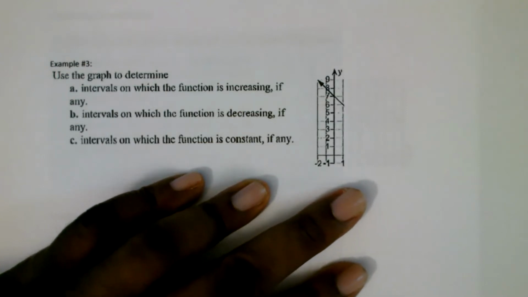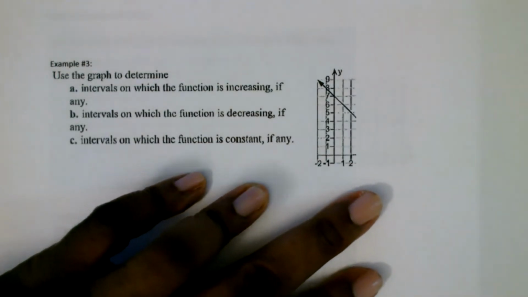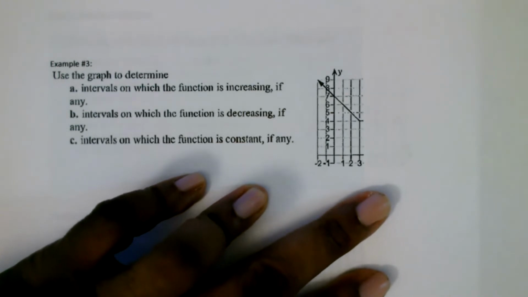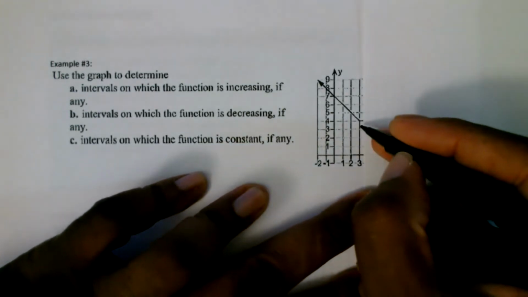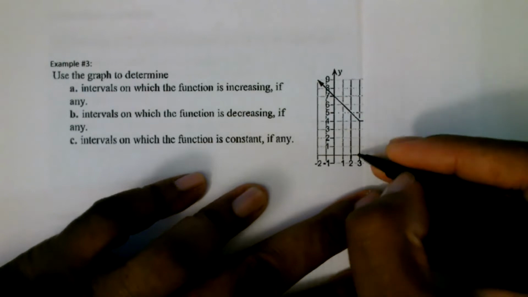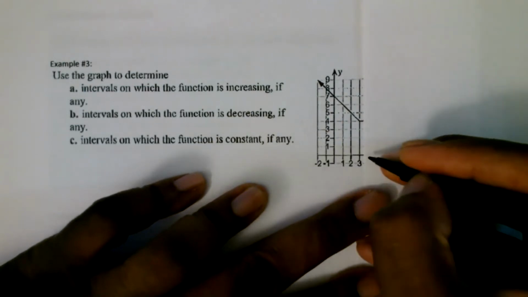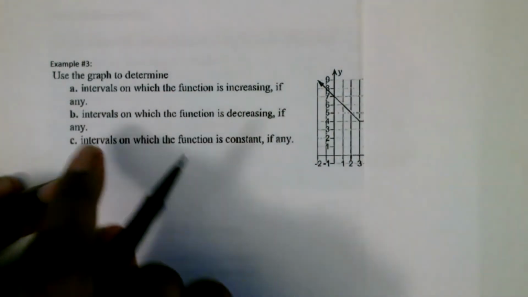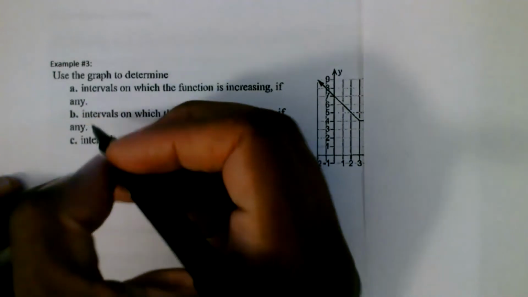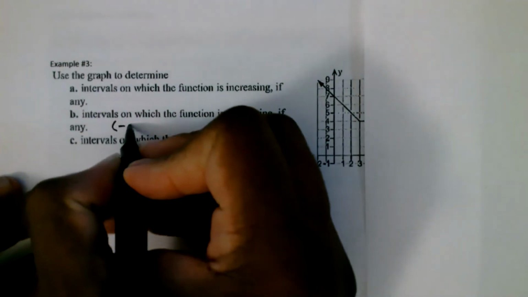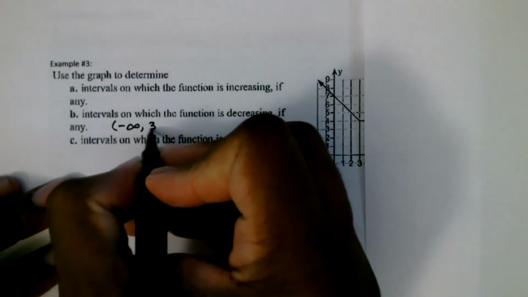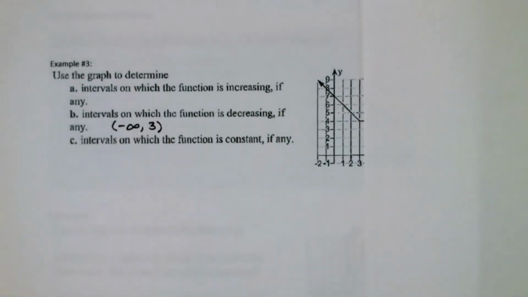Well, notice this graph is decreasing, decreasing, decreasing, and then it bottoms out at x is equal to 3. So from negative infinity up to 3, it's decreasing. So this is the answer to part B: negative infinity to 3, because it's decreasing.